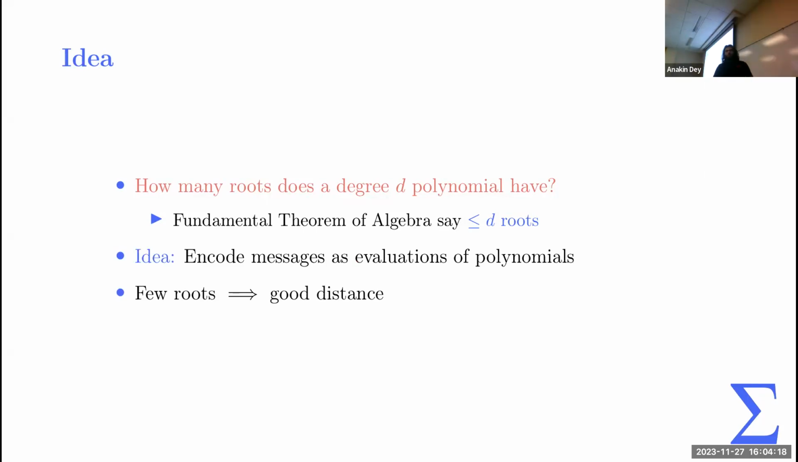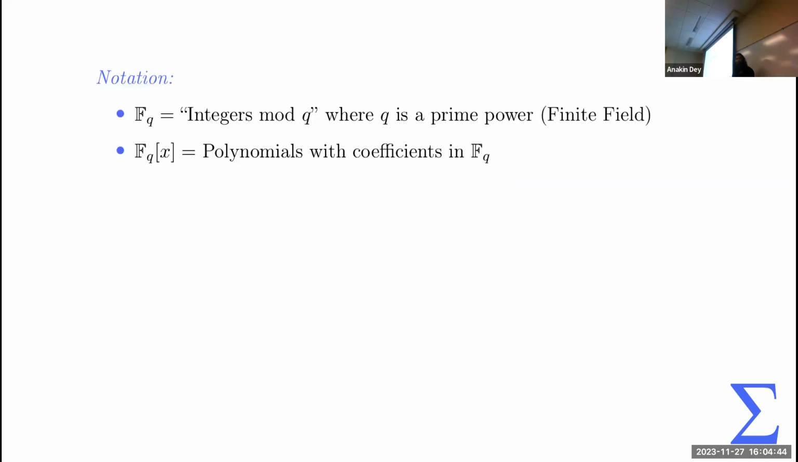roots. And so the idea is that we're going to somehow encode messages as evaluations of polynomials. And if we don't have too many roots of our polynomial, so not too many zeros when we do evaluations, then our code words aren't going to have too many zeros and they'll have a good distance. That's the rough idea that we're going to be working with.